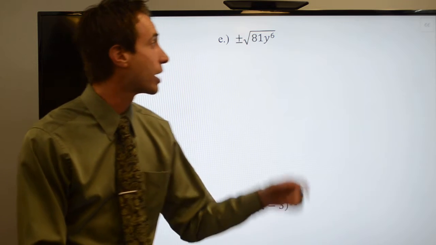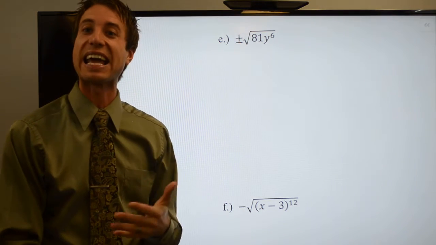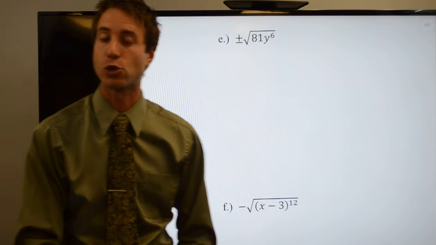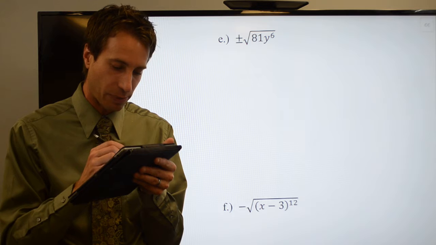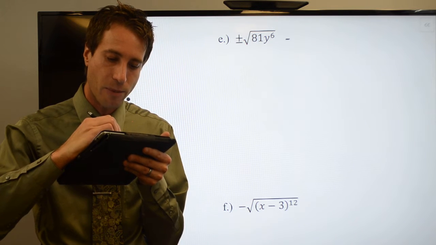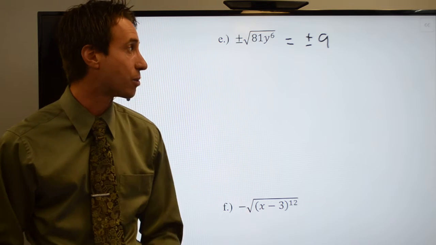Take a look at this one. I recognize I am taking a square root. I want both the positive and the negative values for this square root. So here we go. I want you to take the square root of 81, which is actually pretty easy. That should be one of the ones you have memorized. I know the square root of 81 is 9. So I have plus or minus 9.